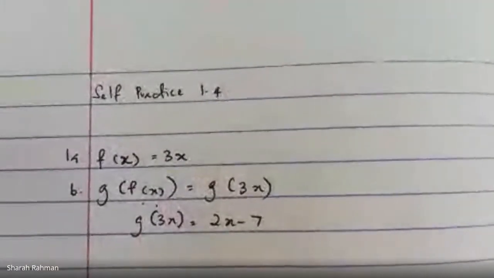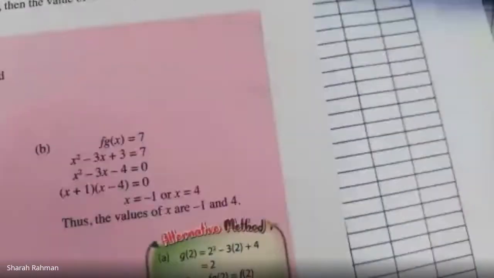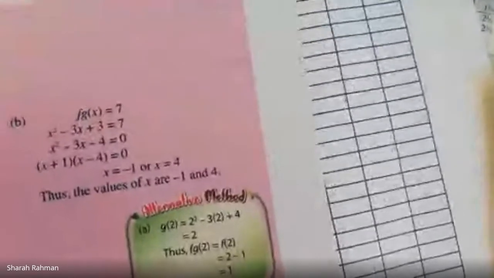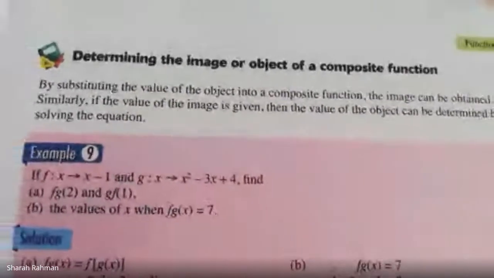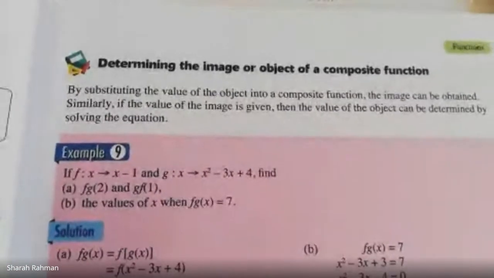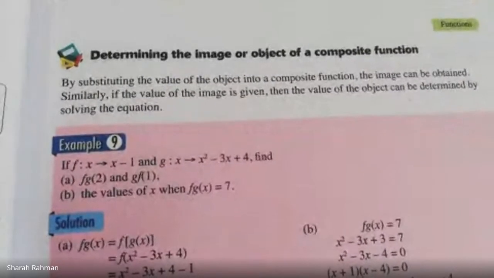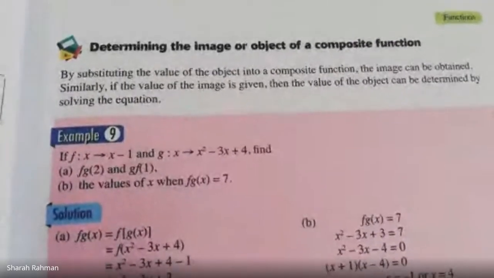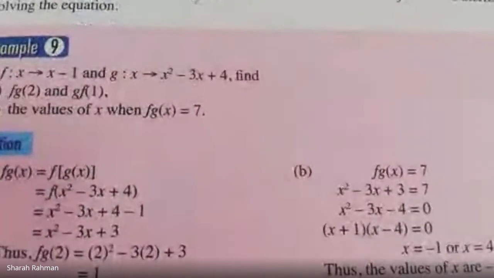So continue our lesson. For finding the image and object, you can refer to page 15 in the textbook. So we already found the composite function. We know the composite function. Then we need to find the image and object of the composite function, depending on the question given. So look at example 9.